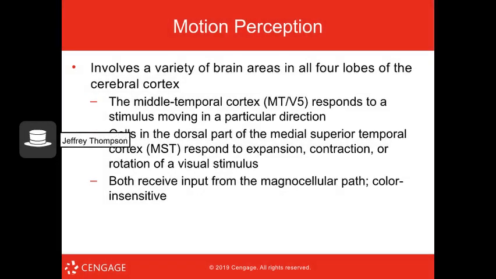So then, when we're talking about motion perception, all four lobes of our cerebral cortex are involved. So we have the middle temporal cortex, the MT or V5, that responds to stimuli that are moving in a particular direction. Then we also have cells in the dorsal part of the medial superior temporal cortex, the MST. This responds to any expansion, contraction, or rotation of a visual stimulus. And then both of these receive input from the magnocellular path, and they are color insensitive. So for this pathway, color does not matter.